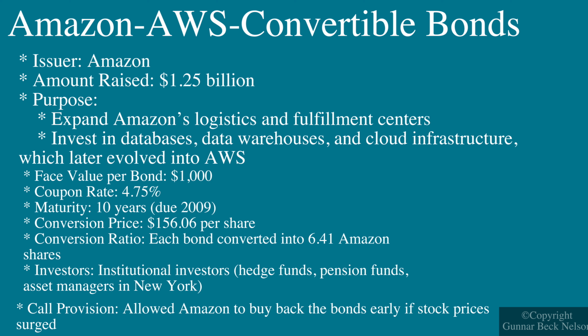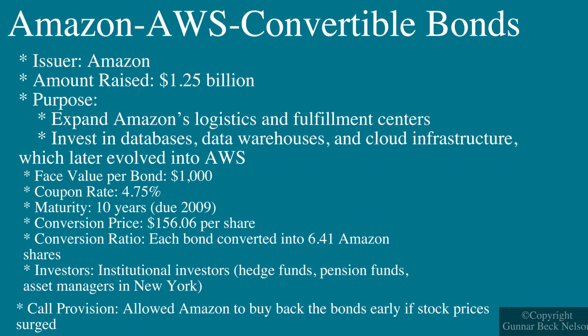And to look at a case study, we can look at Amazon in particular. After Amazon went public in 1997, it issued convertible bonds to expand its infrastructure, using the stock as collateral for equity. In January 1999, Amazon.com issued $1.25 billion in 4.75% convertible subordinated notes due in 2009. So the maturity was 10 years, and each note had a face value of $1,000. These notes were convertible into Amazon's common stock at a conversion price of $156.05 per share, representing a 27% premium over the closing stock price at that time.